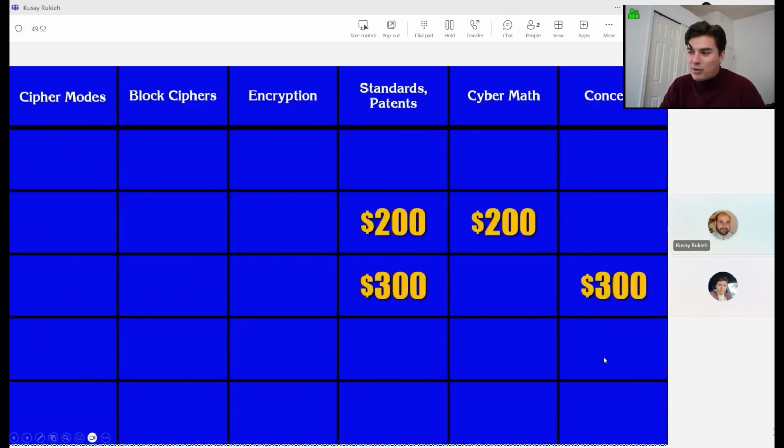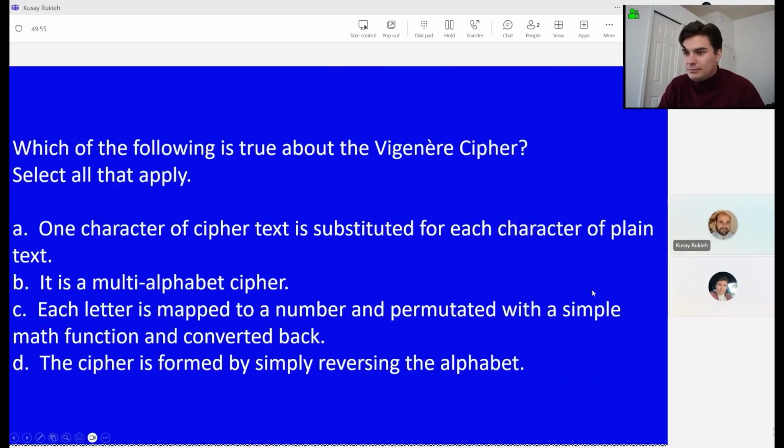Let's do concepts for $300. Was that one about the Vigenère cipher? Let's see here with the Vigenère cipher. It's a multi-alphabet cipher. Oh, I thought there was a whole bunch of characters that are substituted for each plain text. Yeah, so each letter is mapped to a number, permuted with a simple math function, and converted back. So is it B and C? That's too complicated of an answer, right? It's too fancy. I need help. B is the only one.